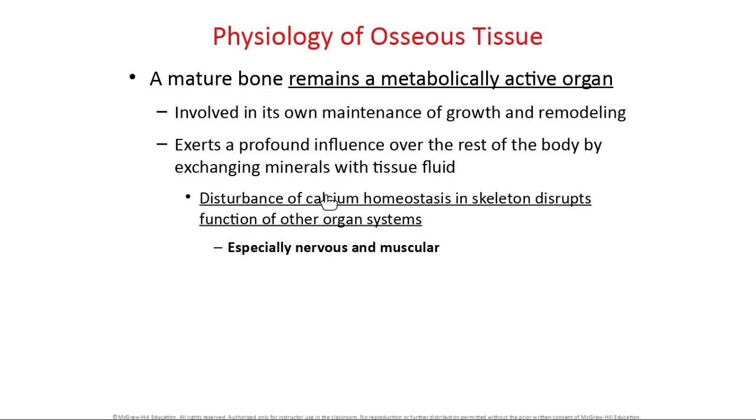And also, for homeostasis, we're talking about calcium homeostasis, and we're going to see just how important calcium is and why we're going to have such an elaborate process that's going to take place if we have any kind of a disturbance in calcium homeostasis. And really the reason for that is because if we're too high on calcium or too low on calcium in the body, it will disrupt the functioning of other organ systems, especially nervous system and muscular system.